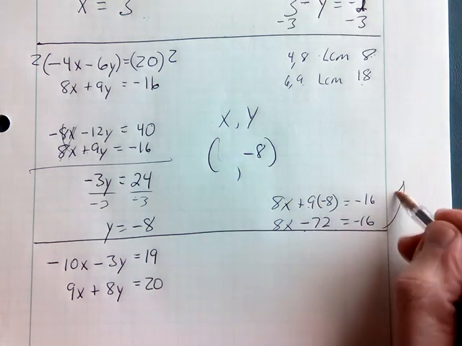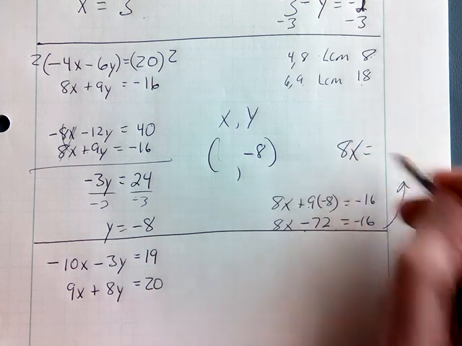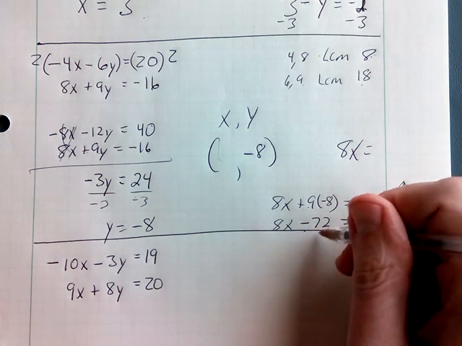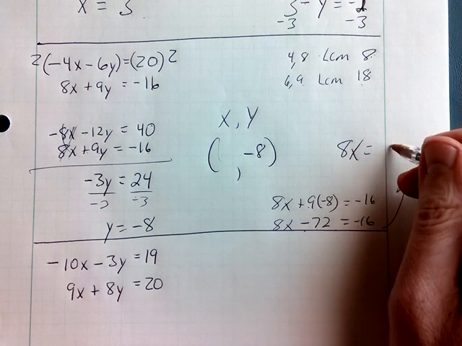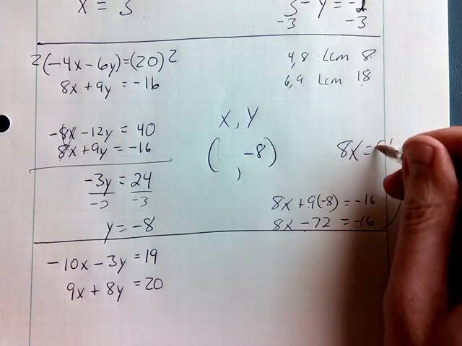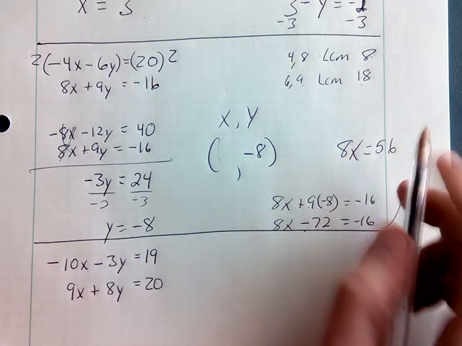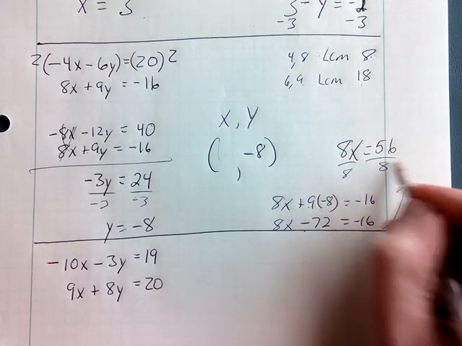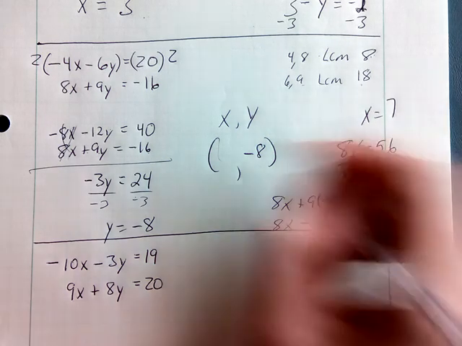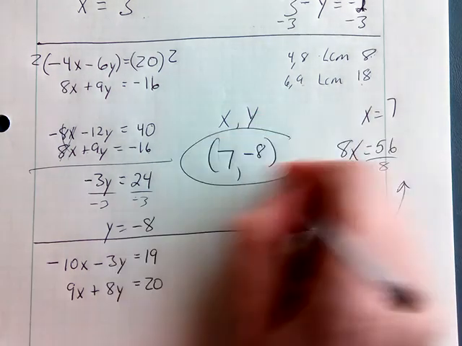I'm going to write this up here now. 8x equals, so what's negative 16 plus 72? It is going to be 56, positive. Divide by 8. And I get an x value of, obviously, 7. So I have an x value of 7, and there's my solution.